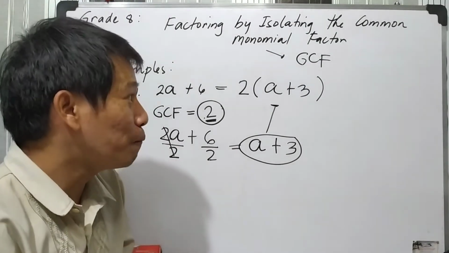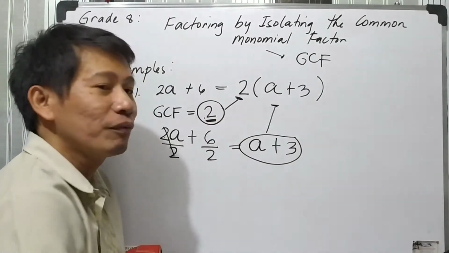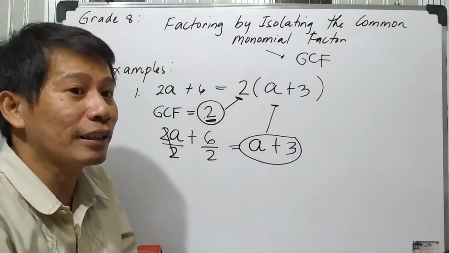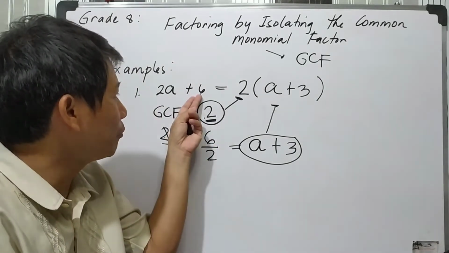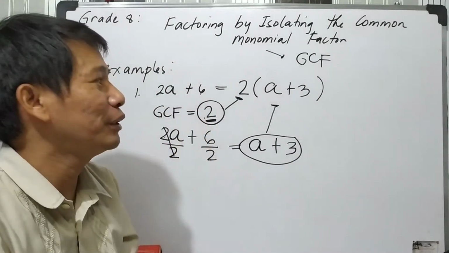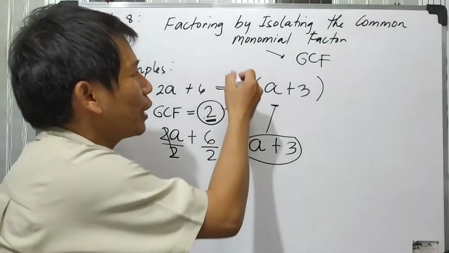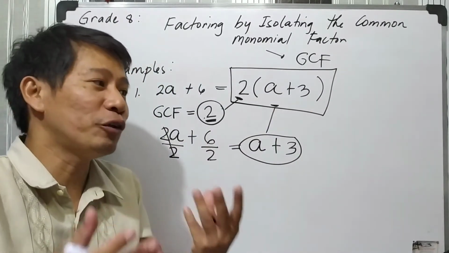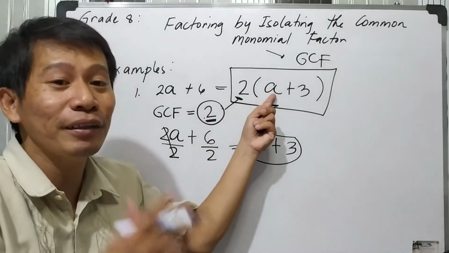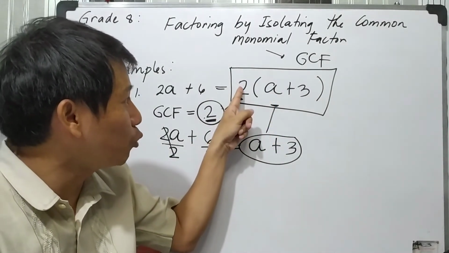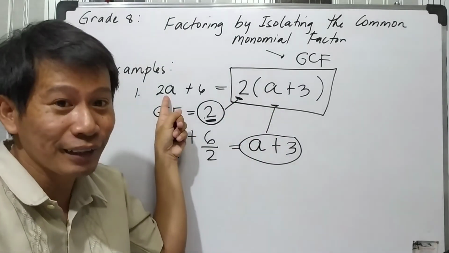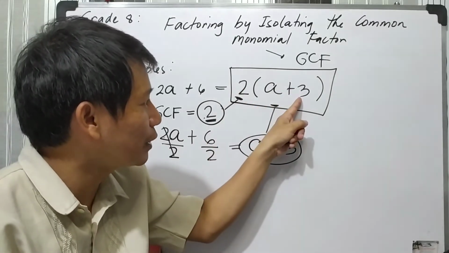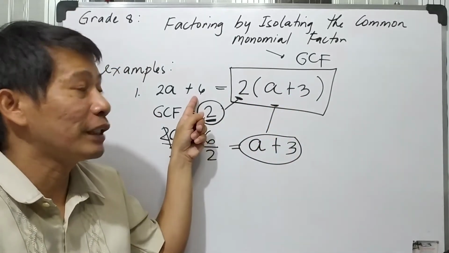If you notice, the GCF is the first factor, and the second factor is the quotient if we divide each of the given terms by our GCF. And actually, you can check these factors. You just reverse the process. All you need to do is to multiply this. By the distributive property, if you multiply 2 by a, you will get 2a. If you multiply 2 by 3, so 2 times positive 3, you will get positive 6.